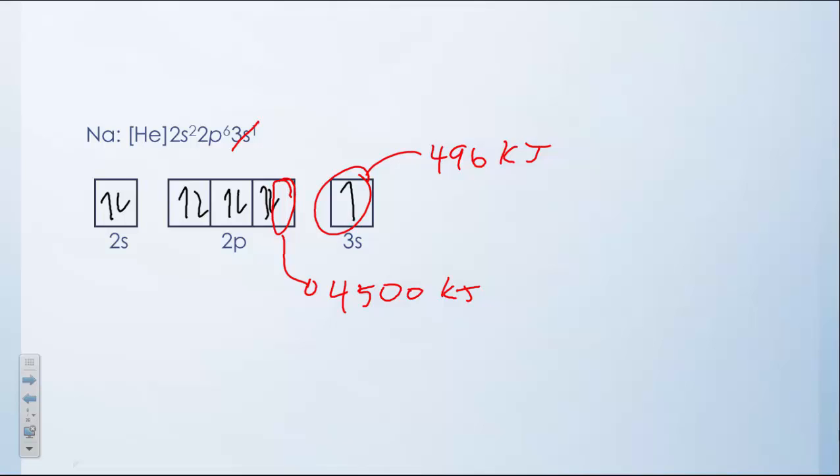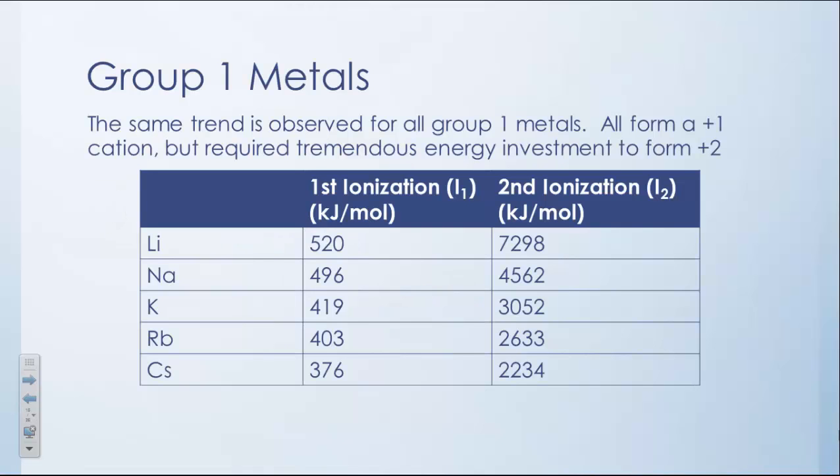And we generally see this as we dip into the filled 2p shell. It's harder to remove that electron. On this slide, I'm basically showing that the same trend that we observed for sodium, going from 496 kilojoules to 4,562 kilojoules, is observed as well for the other group 1 metals, lithium, potassium, rubidium, and cesium.